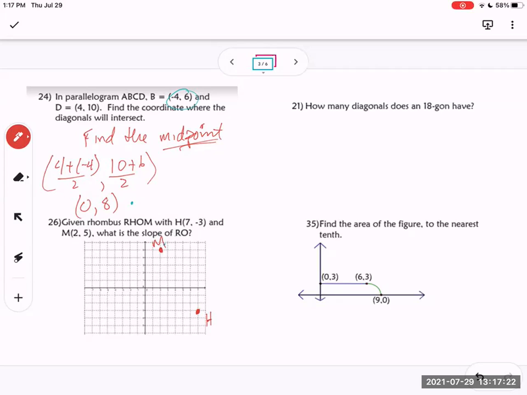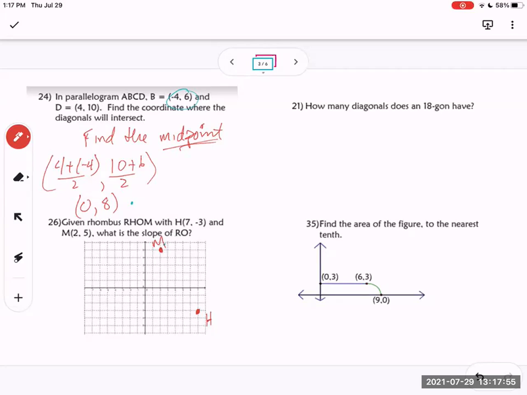So, RHOM. What is the slope of RO? Well, what do we know about rhombuses? What are some of the properties of rhombuses that we know? Anybody, can anyone think of a property of a rhombus? Diagonals are perpendicular. The what? Say that again. Their diagonals are perpendicular.